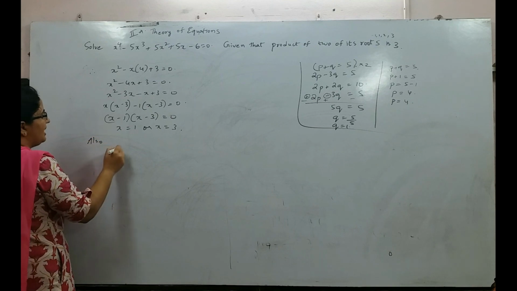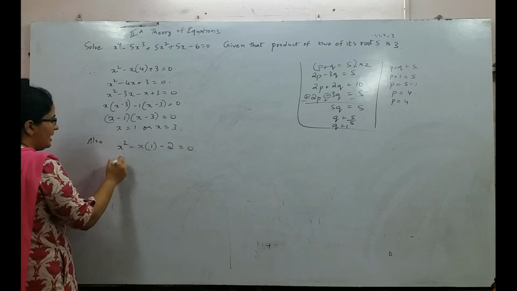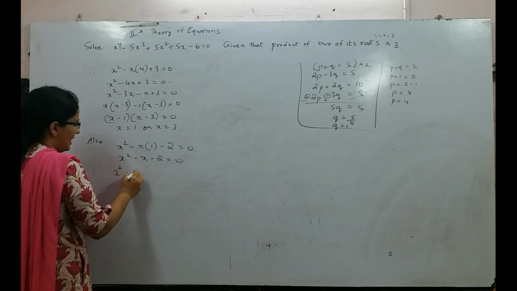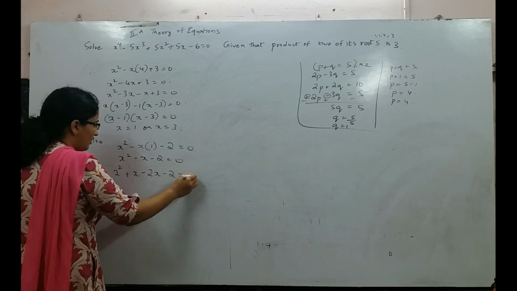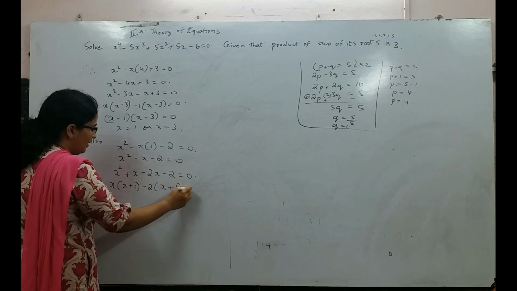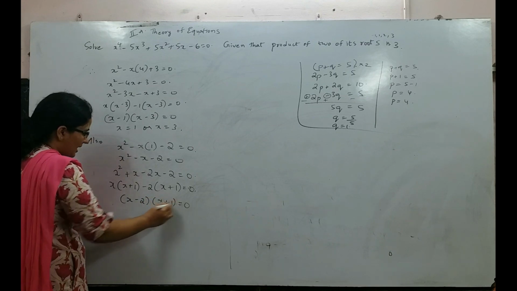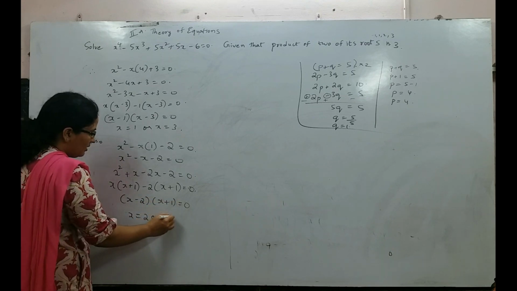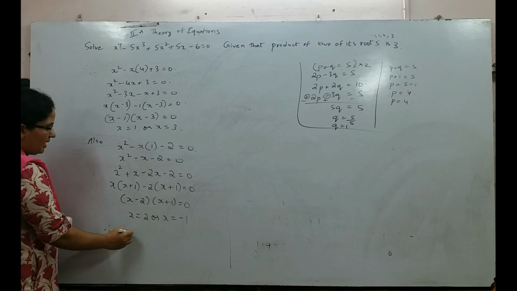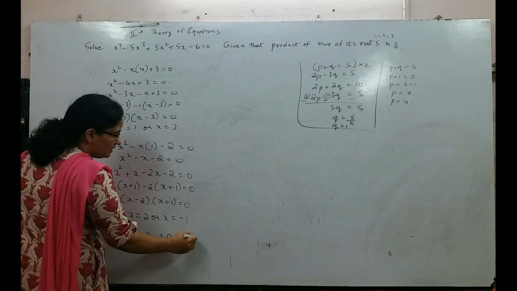Also, x square minus x into 1 minus 2 is equal to 0. x square minus x minus 2 is equal to 0. x square plus x minus 2x minus 2 is equal to 0. x into (x plus 1) minus 2 into (x plus 1) is equal to 0. (x minus 2) into (x plus 1) is equal to 0. x is equal to 2 or x is equal to minus 1. So therefore 1, minus 1, 2, 3 are the roots.